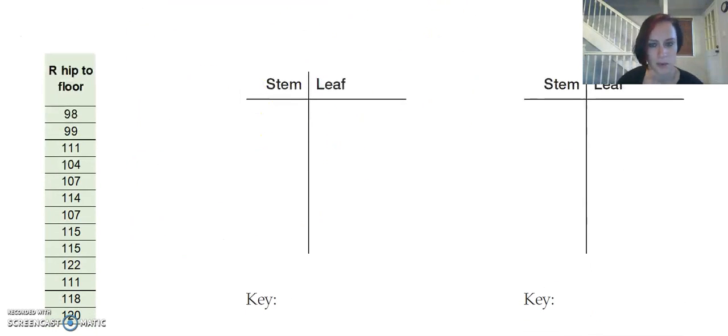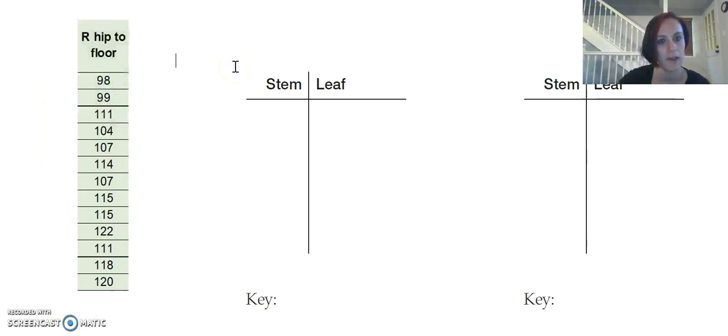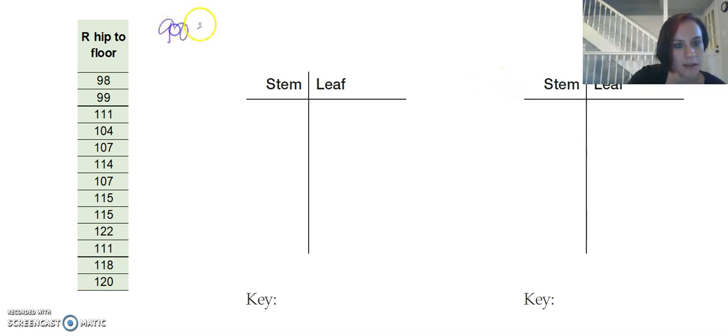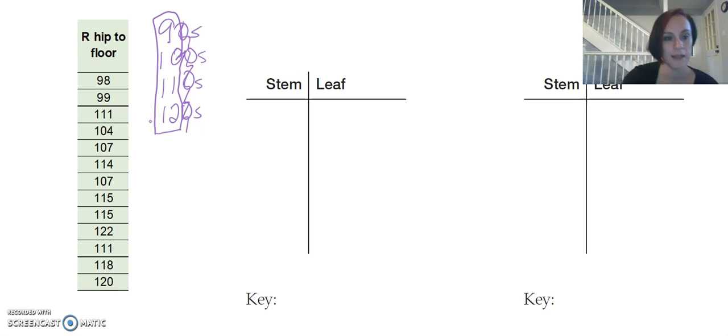So let's come down here and we'll do our right hip to floor data. This is the data we collected, and we've got very different data. We don't have decimal places, but we do have things in the 90s, we have things in the 100s, and we have things in the 110s. Oh, look, even the 120s. So straight away we can say, okay, let's not worry about this last bit. Let's use this section as our stem. Let's say 90 is a part of our stem, let's say 100 and something is part of our stem, 110 or in the teens, and then 120 somethings.